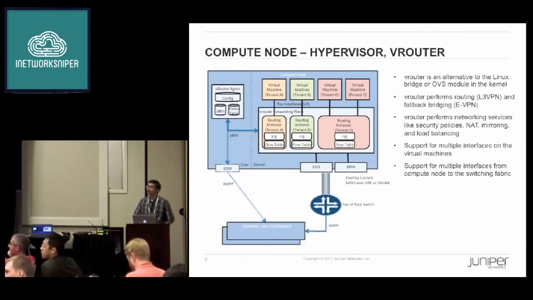Is it VRF? So are you using the VRF patch or the network namespace feature for the different tenants? I'm sorry, could you repeat that? For the VRF, are you using the Linux VRF patch or are you using Linux network namespace? We have implemented it ourselves inside the kernel module. So we have our own forwarding tables. We have our own routes, next hops, interfaces, VRFs that we have implemented inside the kernel module.